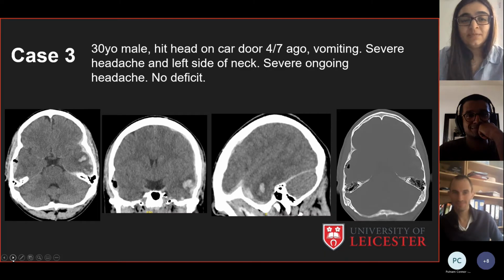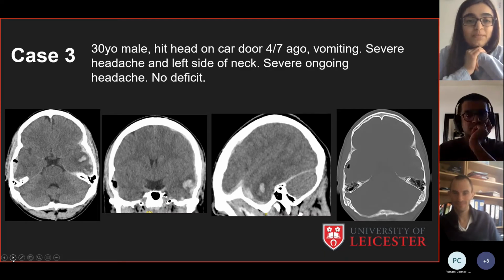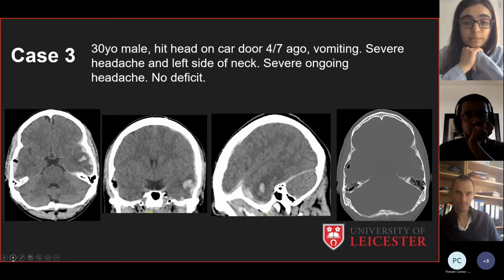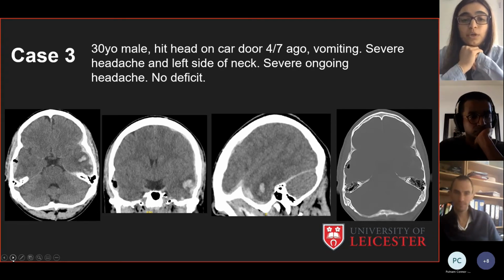Okay, case 3. So you have a 30-year-old male. They're hit on the head by a car door 4 days ago. They're vomiting. They've got severe headache and pain at the left side of the neck. There's no neurological deficit. I'm going to give you some time to look at these 4 images. They're all in different planes, and I want you to think about what you're seeing in here before we go to the next question.